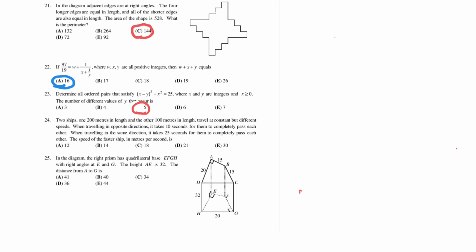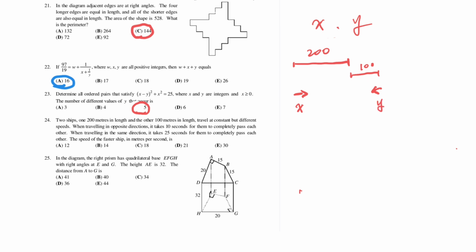The speed of the faster ship in meters per second is? So the two ships' speeds are x and y. One ship is 200, another ship is 100. They go in the opposite direction. Whichever ship is faster, it doesn't matter. Say the longer one has speed x, the shorter one has speed y.